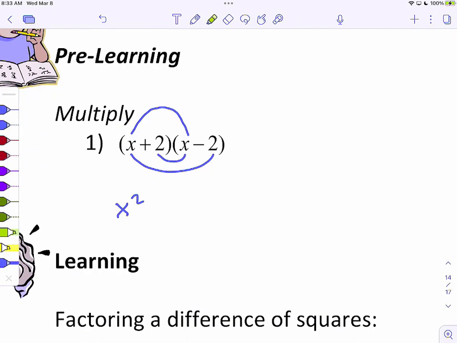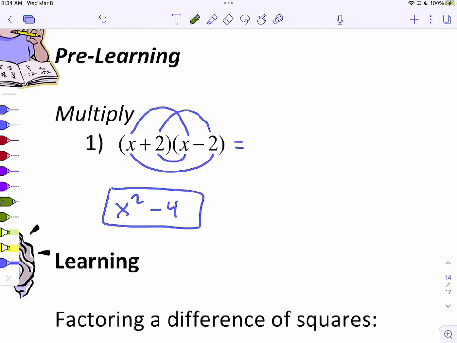If you have parentheses where one is the same as the other, except one's a plus, one's a minus, the name of that is conjugates. You don't have to memorize the name. Those are called conjugates. And if you do have conjugates, the outsides and insides always add to 0. And then these two multiply to -4. Okay? We have to learn today how to go from this to this.